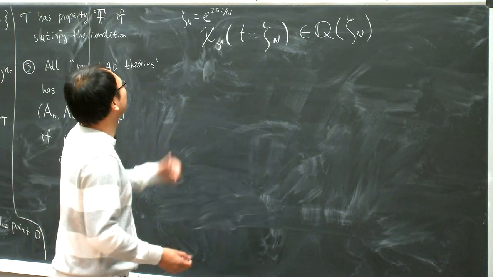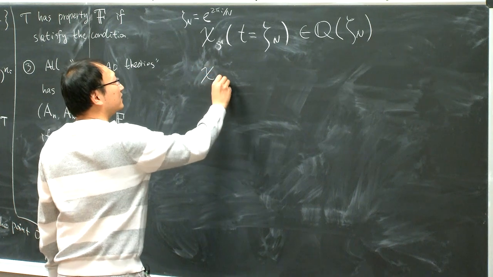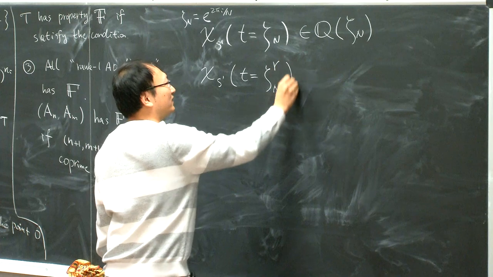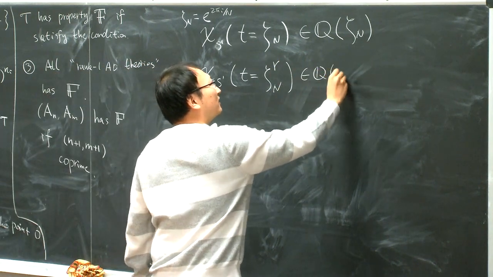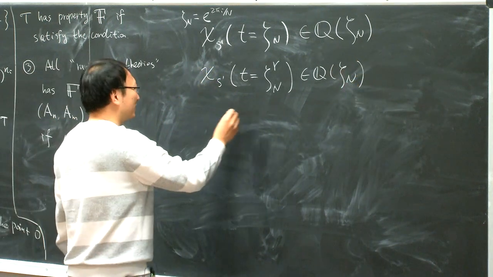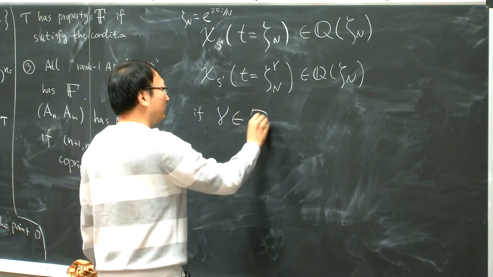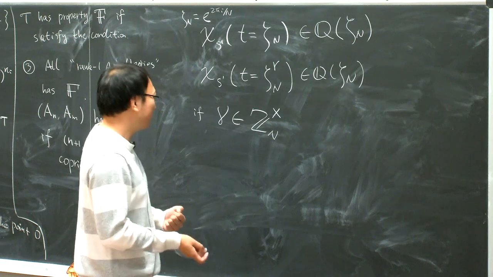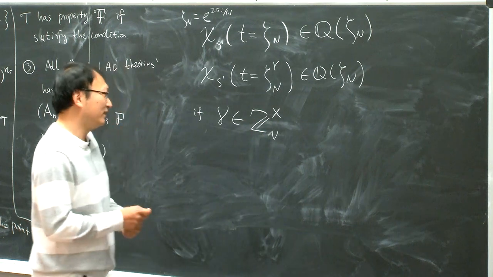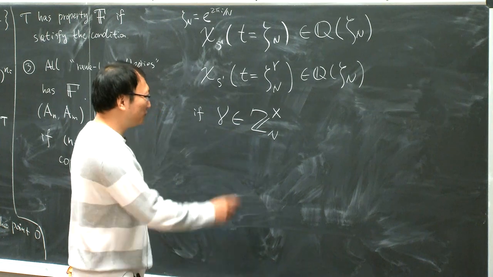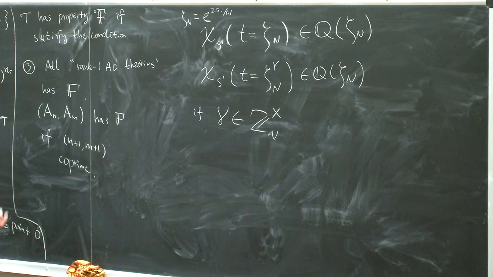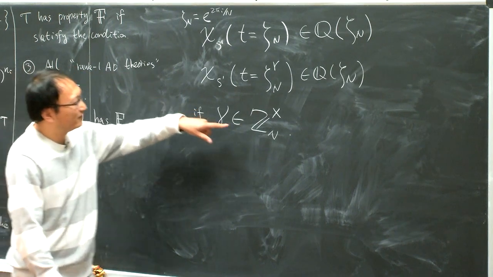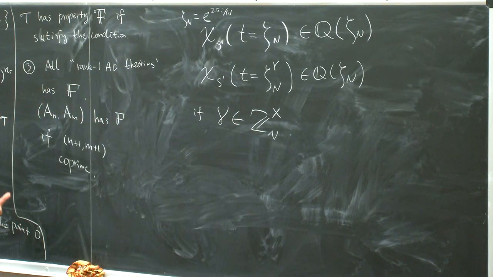And you can actually do slightly more than this. You can have an entire family by setting t to be a power of this particular root of unity. So this is still well defined as long as your gamma is co-prime with n. So Z_n is the group of integers mod n, and Z_n star denotes the multiplicative group of integers mod n. Elements in this group are represented by integers that are co-prime with n mod n.